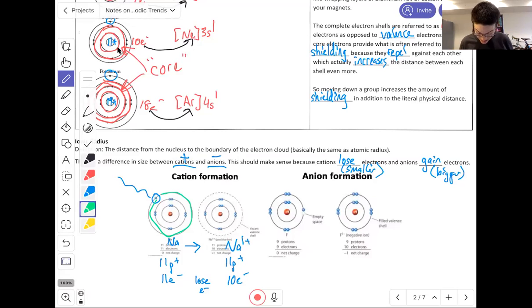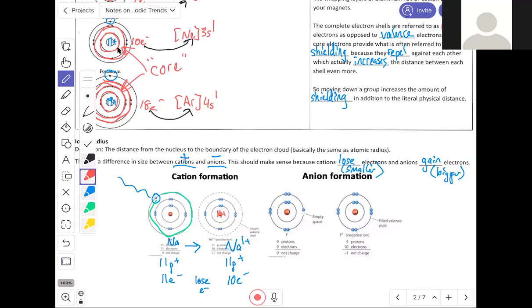In addition, I now have 11 positive protons in the middle, but only 10 electrons outside. So who's got more pull there? The 11 in the middle or the 10 on the outside? Who can pull more? The 11 or the 10? The 11. Since the 11 is a bigger number, it also just kind of sucks everything in a little bit closer. So there's two reasons why we're going to get smaller. I lose a whole shell, and my 11 on the inside pulls everything in tighter.